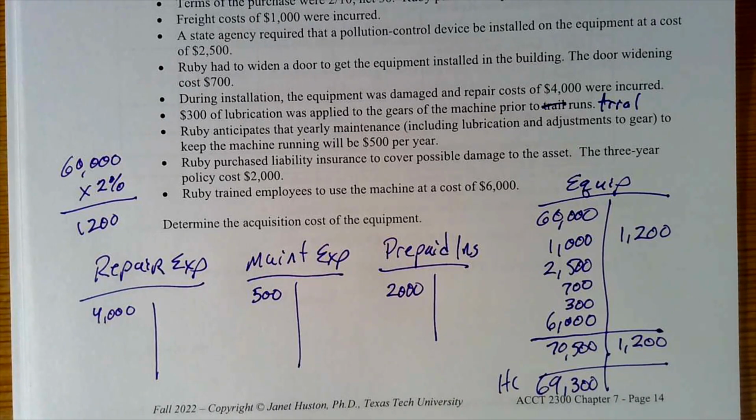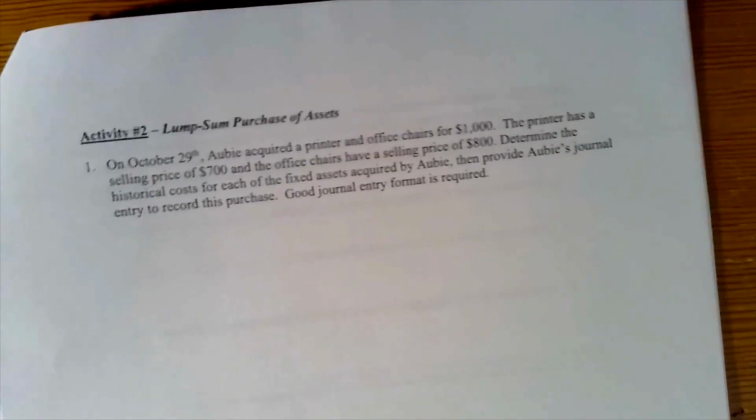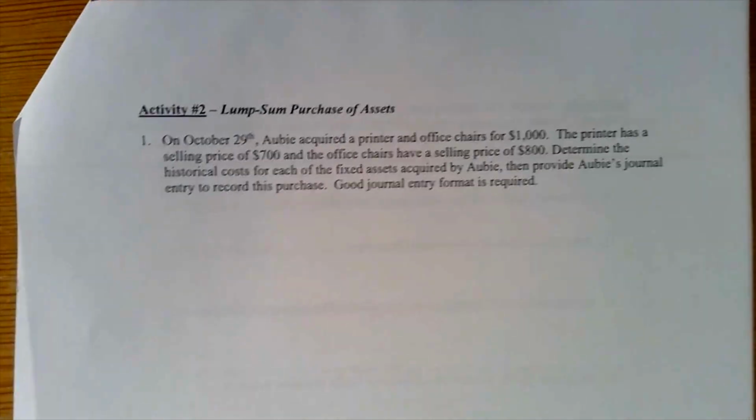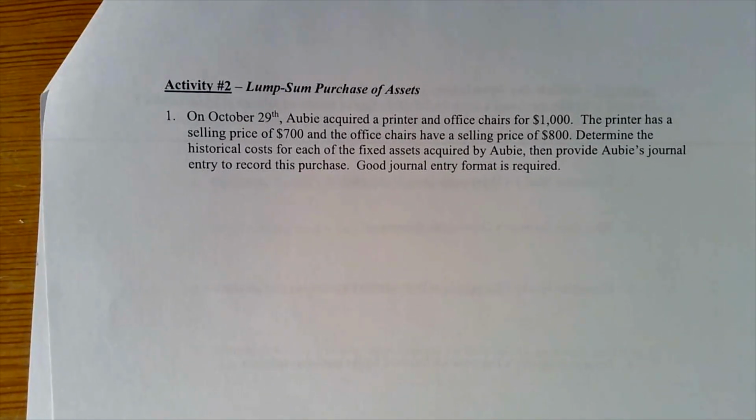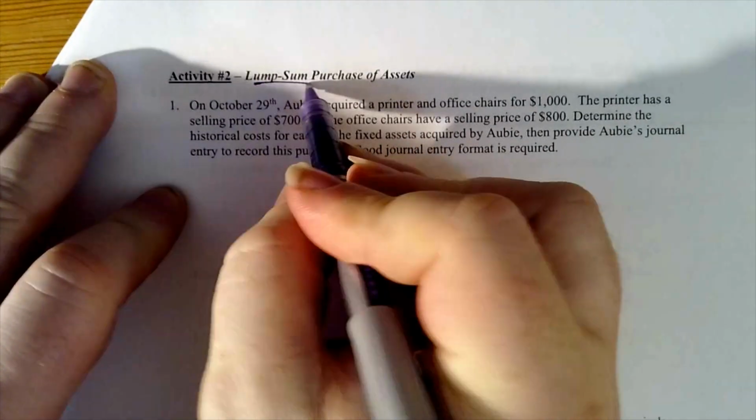Okay, so let's take a look at this other activity, and it's rather straightforward. We talked a little bit about this lump sum when you're purchasing several different assets for an all-in-one price. How do you actually divide up the price you paid and apply it to the different assets? So lump sum, let's look at them.